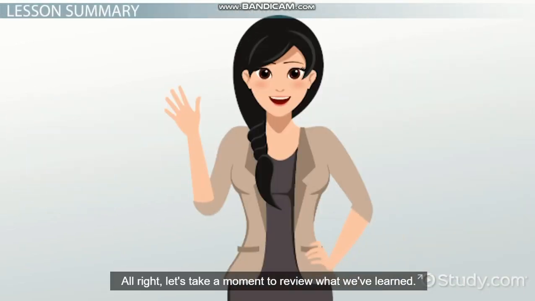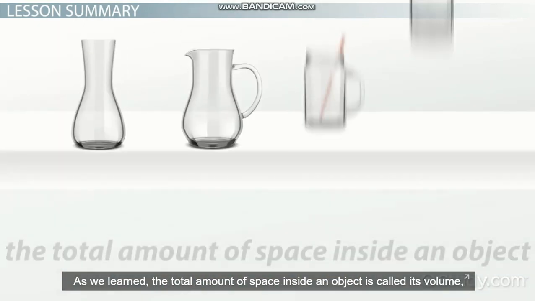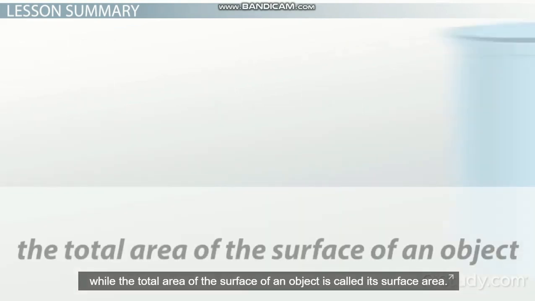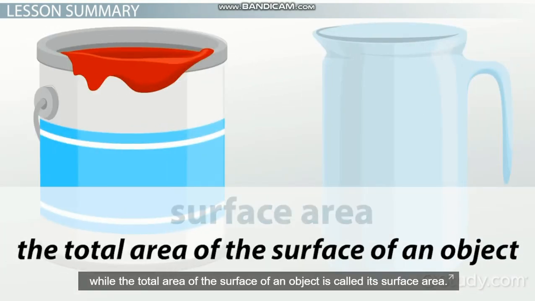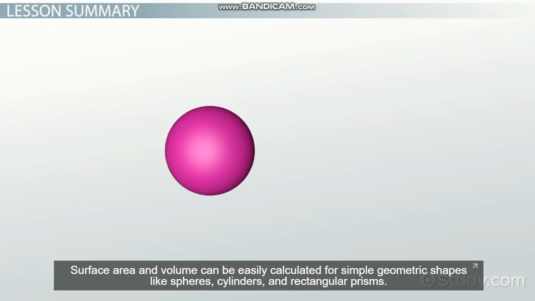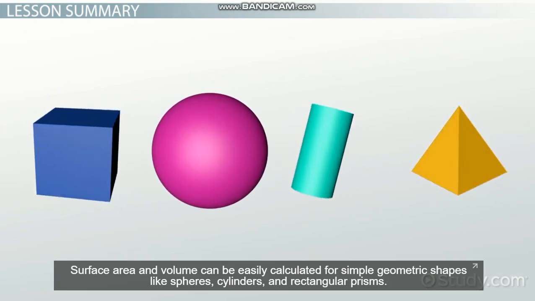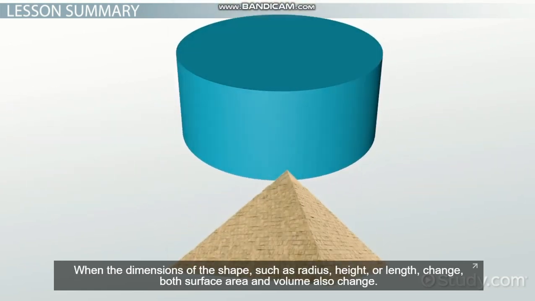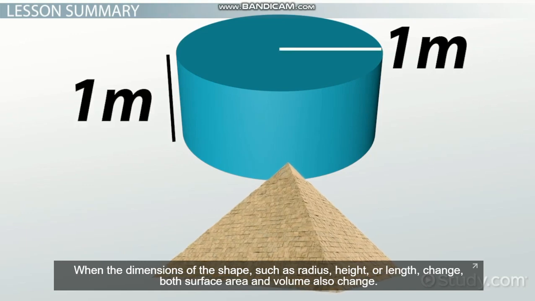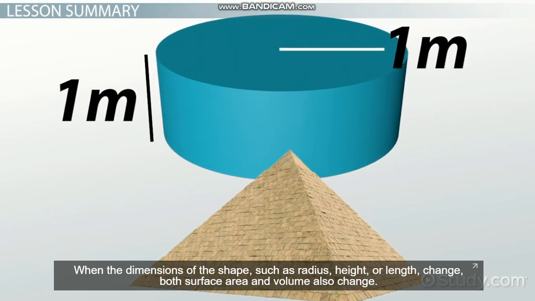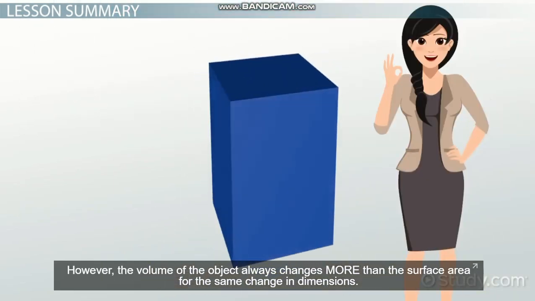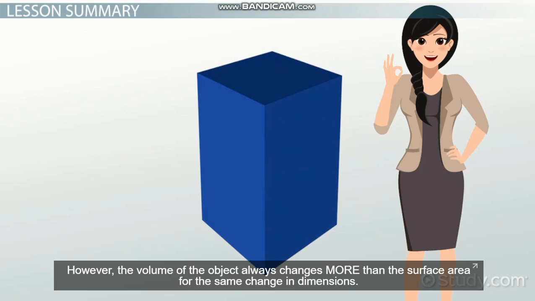Alright, let's take a moment to review what we've learned. As we learned, the total amount of space inside an object is called its volume, while the total area of the surface of an object is called its surface area. Surface area and volume can be easily calculated for simple geometric shapes, like spheres, cylinders, and rectangular prisms. When the dimensions of the shape, such as radius, height, or length, change, both surface area and volume also change. However, the volume of the object always changes more than the surface area for the same change in dimensions.